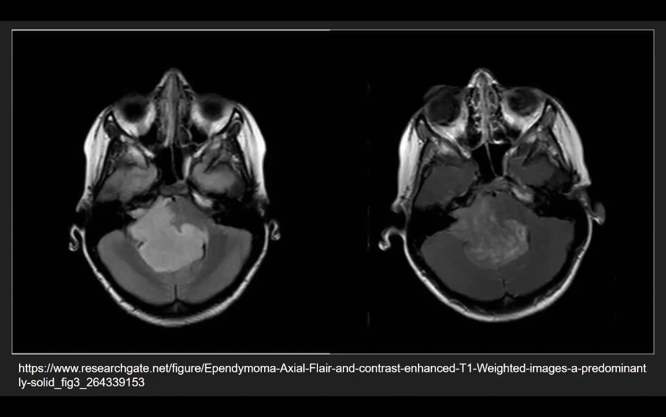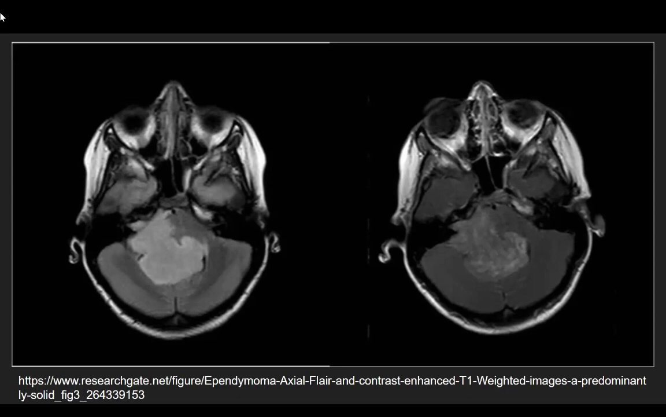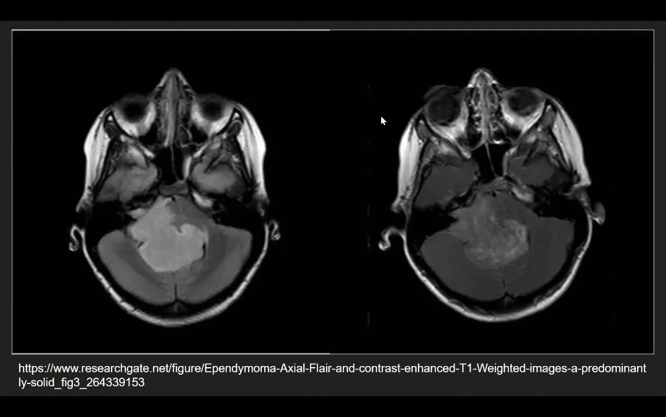So is this an intraventricular lesion or an extraventricular lesion? What do you think? What is your first impression? I think it's extraventricular. So where do you think this is originating from? From the pons, or it is causing compression on the pons.